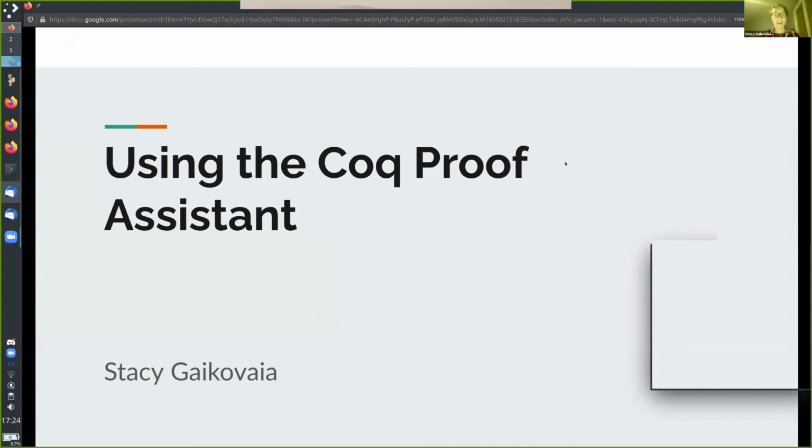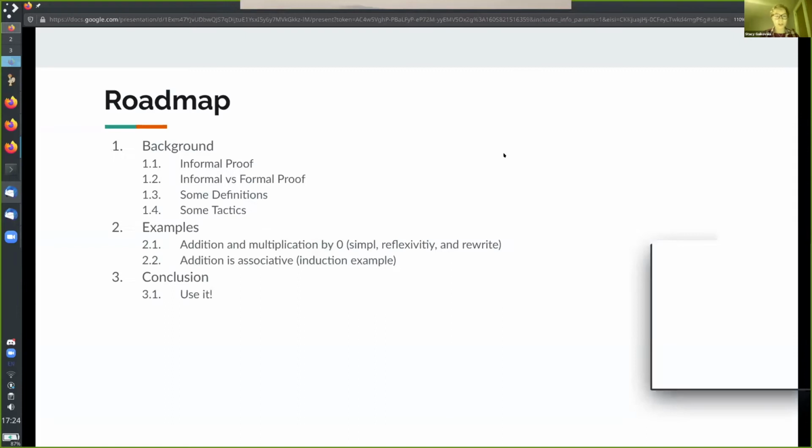All right, so I'm going to be talking about this tool I like to use. It's called the Coq programming language, and specifically what you can do with it is use it to automate checking the correctness of your proofs. So first we're going to go through a little bit of background, and then we're going to work through some examples to see how we can use this tool to formalize proof.